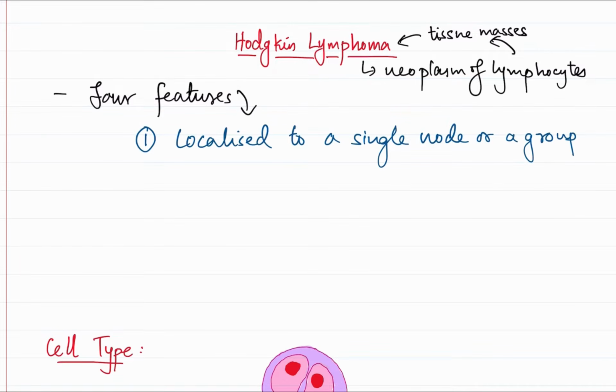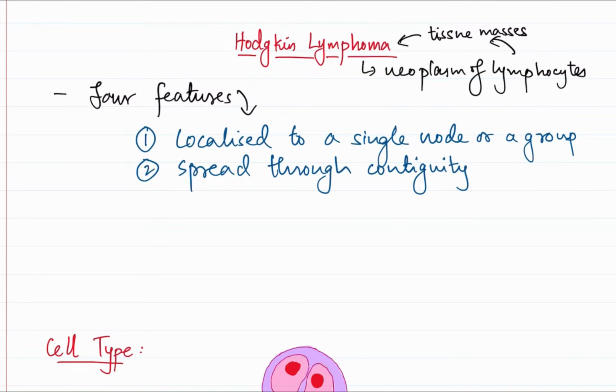Whereas in non-Hodgkin's lymphoma, multiple peripheral lymph nodes may be involved. Secondly, the spread of disease occurs in a contiguous manner in Hodgkin's lymphoma, whereas in non-Hodgkin's lymphoma, the spread can occur in any way. By contiguity, what we mean is that first a lymph node is involved, then the closest lymph node is involved, and then the third lymph node is involved. So there's a progression. That is, the closest draining lymph nodes are involved. This gives Hodgkin's lymphoma a really classic, stereotypic presentation.